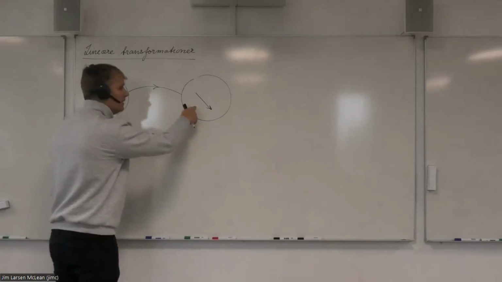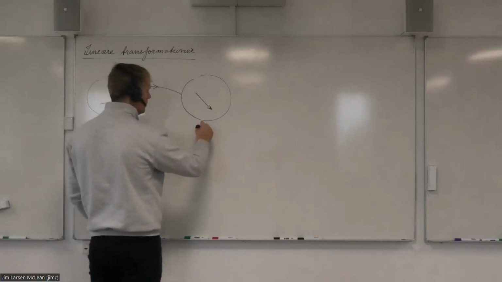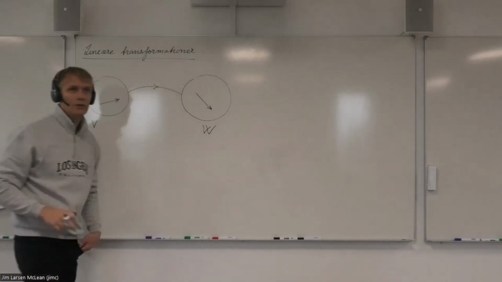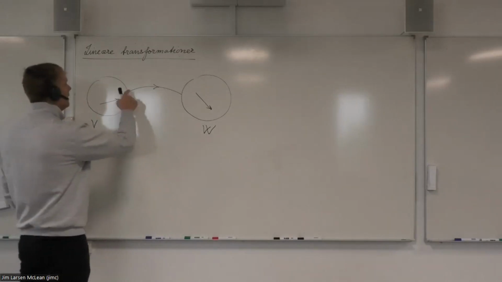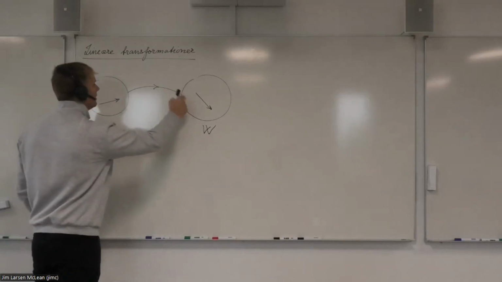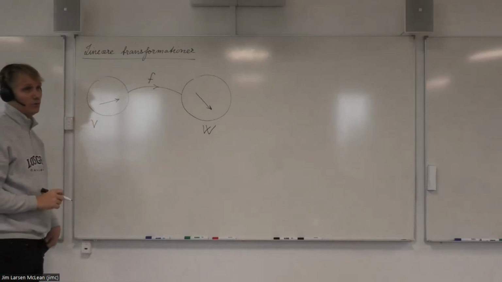This space here is usually called V, and that space over there is usually called W. These are just names, so you don't need to worry about them. It's just something we usually call them. And what happens from here to over there is described by a transformation. You can think of it as a function.